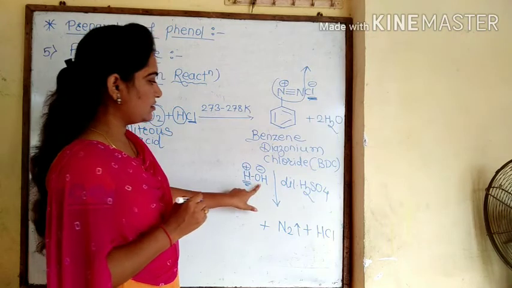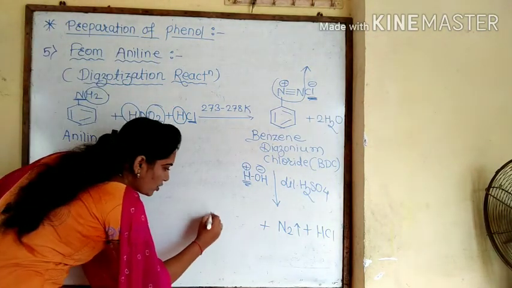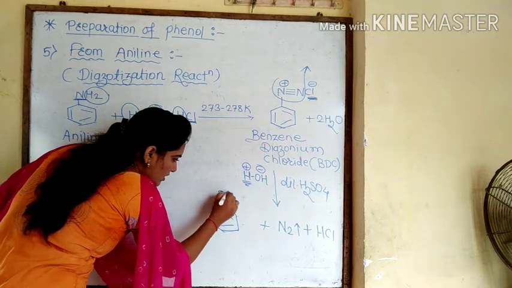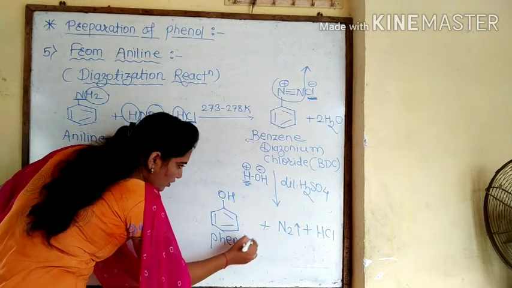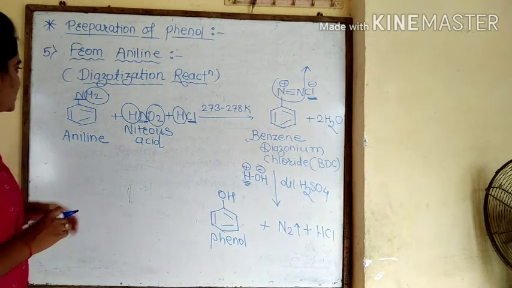This benzene ring to which OH is attached. So there is formation of phenol. So here formation of phenol with the loss of N2 gas and HCl molecule.